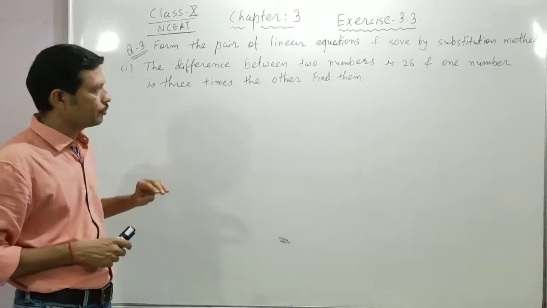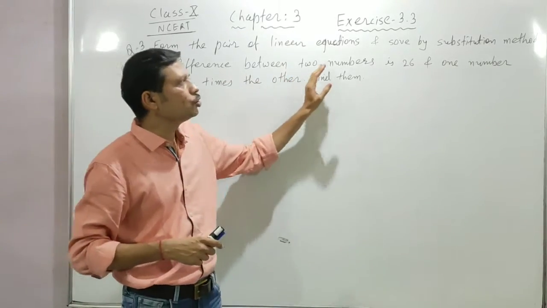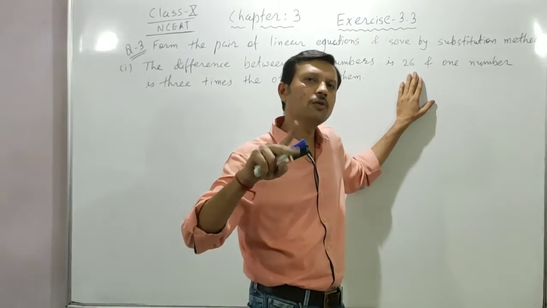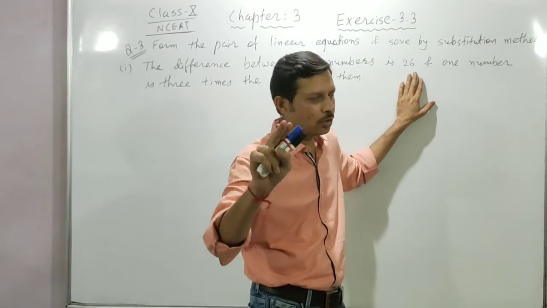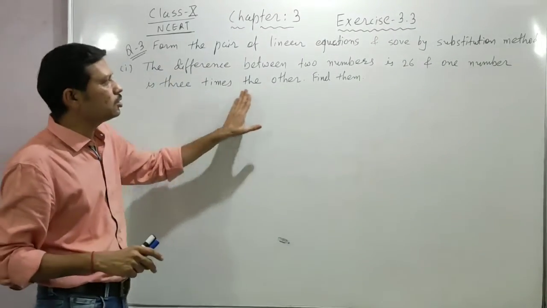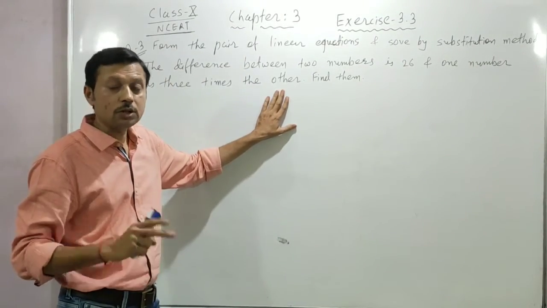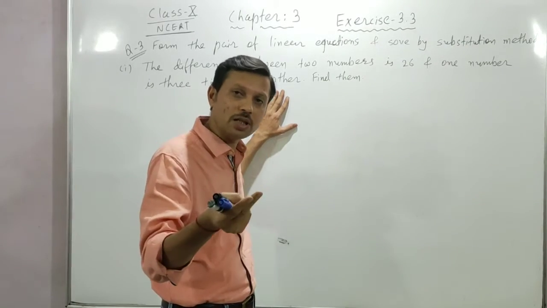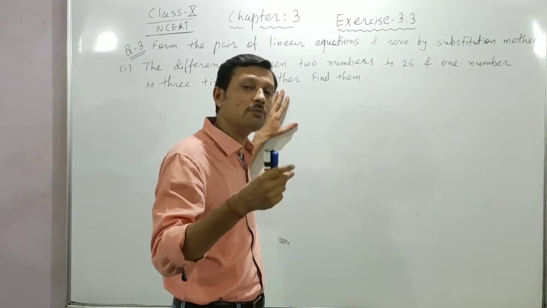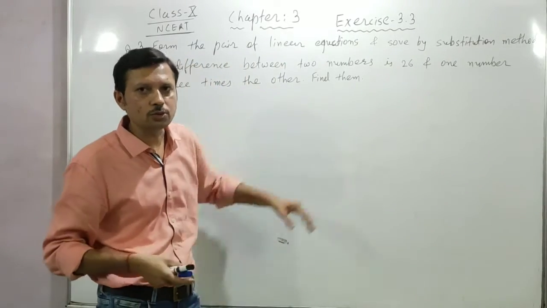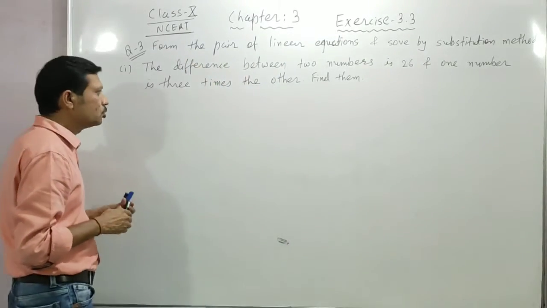Very first question. The difference between two numbers is 26. We have two numbers, and the difference of those two numbers is 26. And one number is 3 times the other one. Here one number is greater, another one is smaller, so this comparison takes place. So one number is 3 times the other number. We have to find those two numbers. Let's do the calculation.